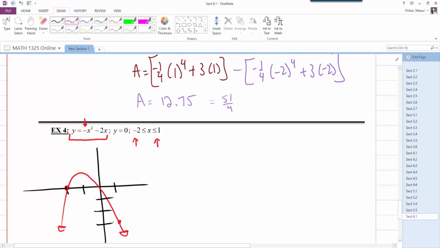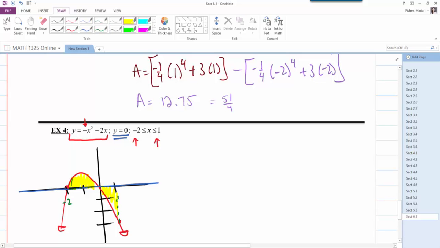Then y equals 0, we know is the x-axis. So here is my x-axis. And I want to find the area from -2 to +1, so I'm actually looking for this yellow area.